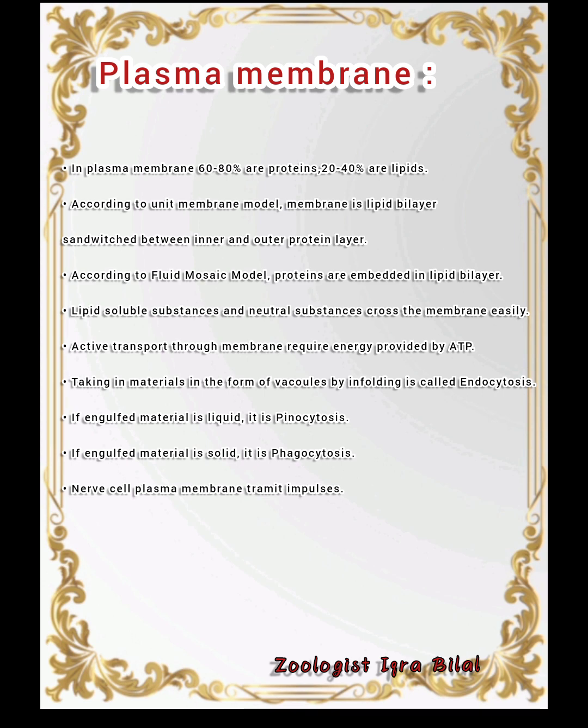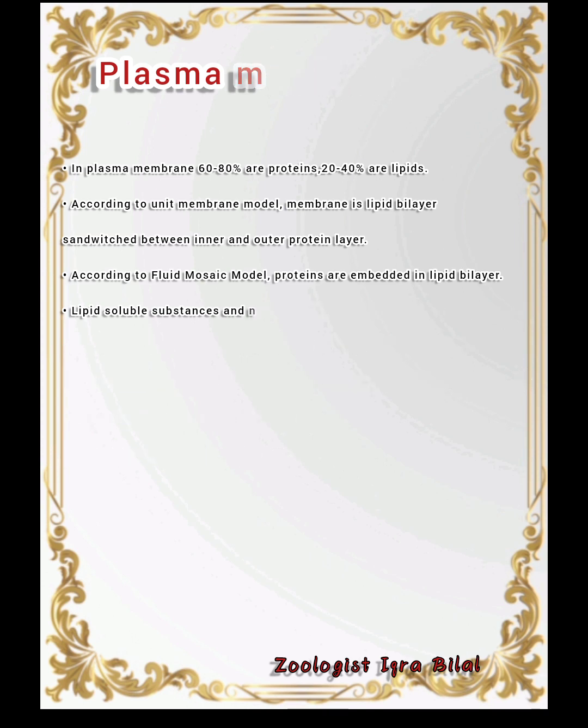Lipid soluble substances and neutral substances cross the membrane easily. Active transport through the membrane requires energy, and that energy is provided by ATP. Taking in material in the form of vacuoles by infolding is called endocytosis. If the engulfed material is liquid, it is pinocytosis, and if the engulfed material is solid, it is phagocytosis. Now, the cell plasma membrane transmits impulses.